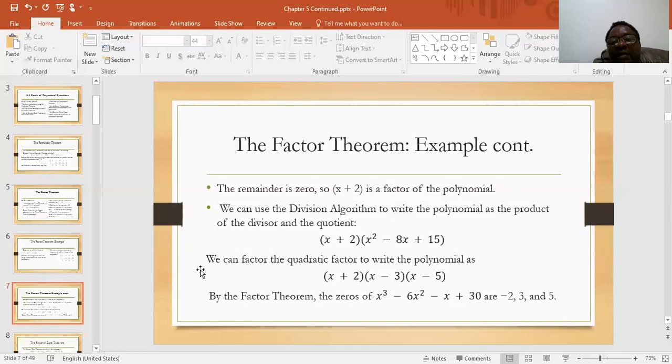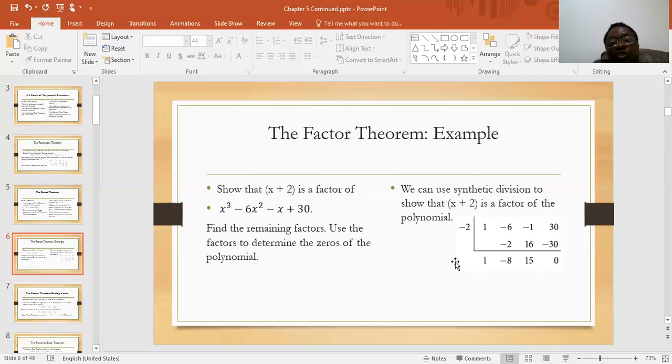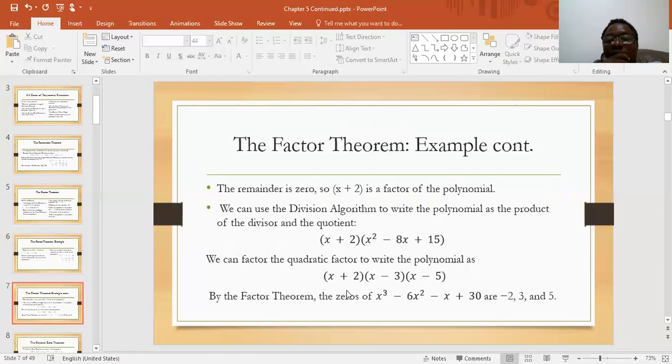We will use the division that we just made. The cubic function divided by x plus 2 gives us x squared minus 8x plus 15. So that is the other factor. Now we can also use the factorization methods for quadratic functions to factor x squared minus 8x plus 15. Taking factors of 15 that add up to minus 8, they are minus 3 and minus 5. And so we can find the complete factorization and determine that the zeros of the polynomial are minus 2, 3, and 5.